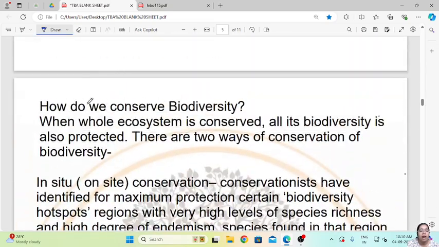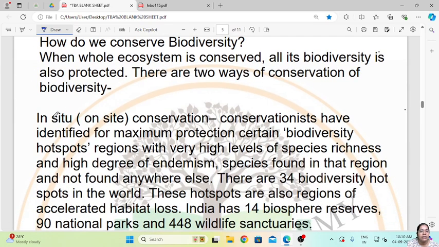Then how do we conserve the biodiversity? When the whole ecosystem is conserved, all its biodiversity is also protected. There are two ways of conservation of biodiversity. First way is the in situ conservation. Okay, in situ conservation, on site conservation.